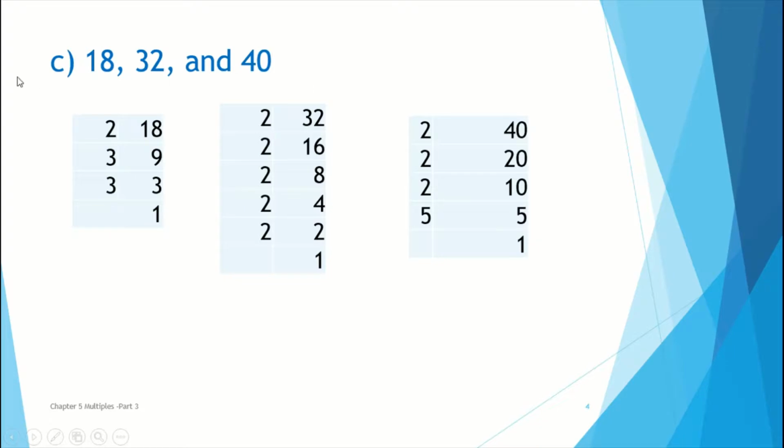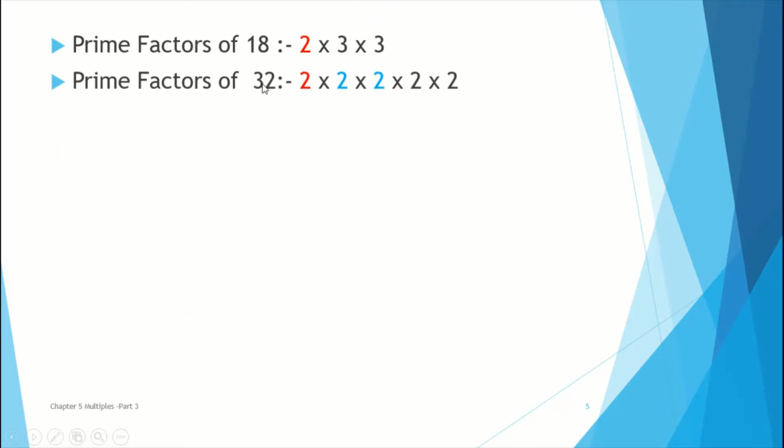So here we have done with the first step. We have found all the prime factors of numbers 18, 32 and 40. So here we have prime factors of 18, that is 2 multiplied by 3 multiplied by 3. Then prime factors of 32, 5 times 2. Then prime factors of 40, 2 multiplied by 2 multiplied by 2 multiplied by 5. Now we'll go to step number 2.